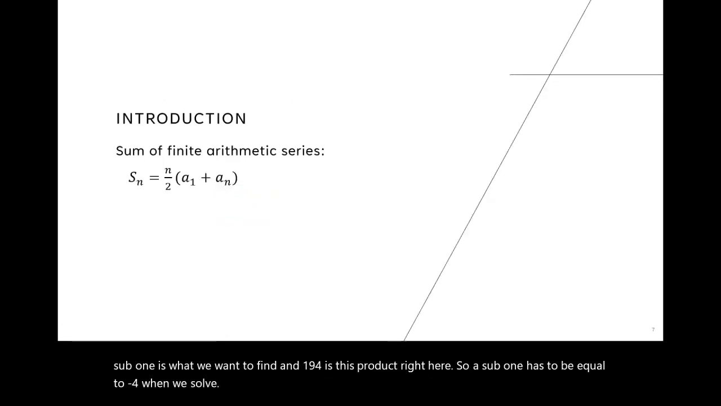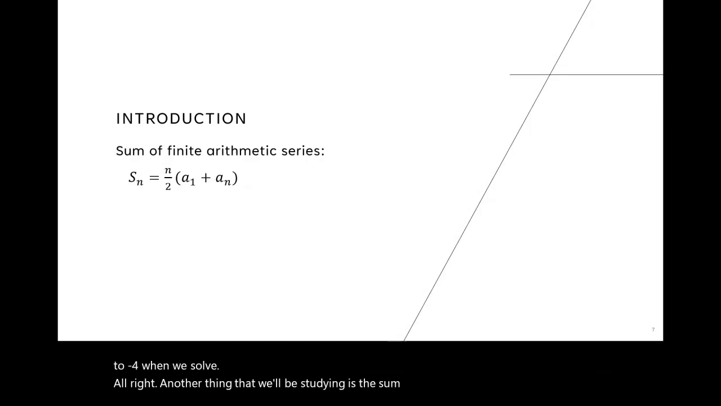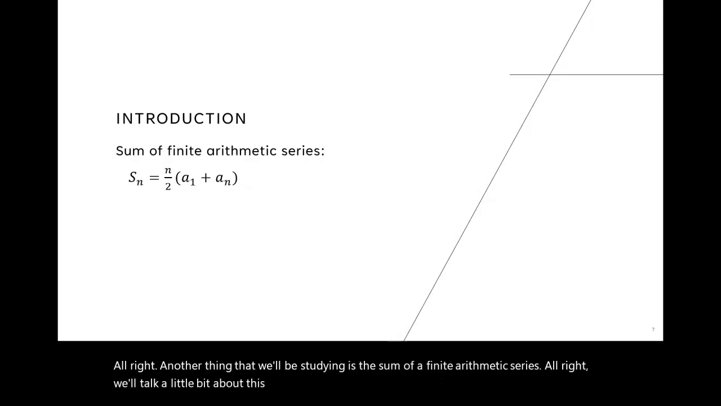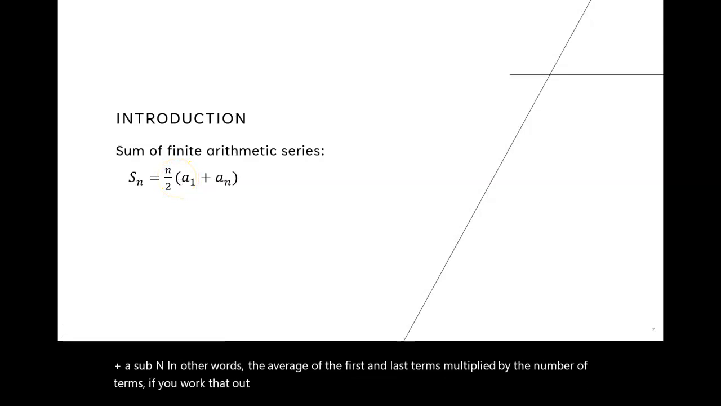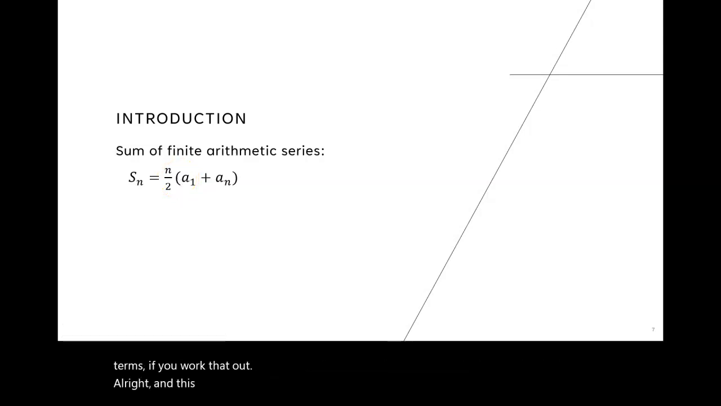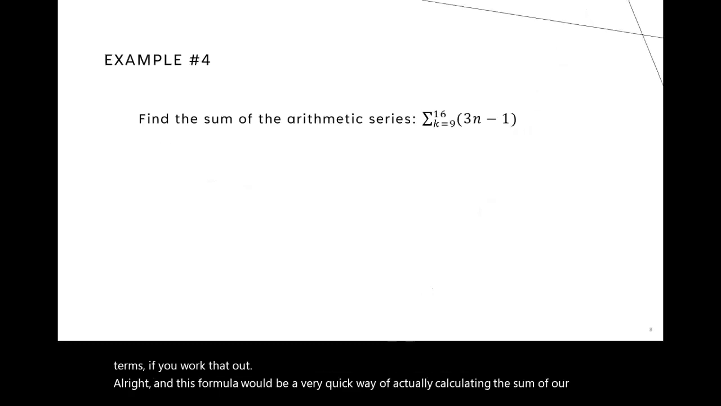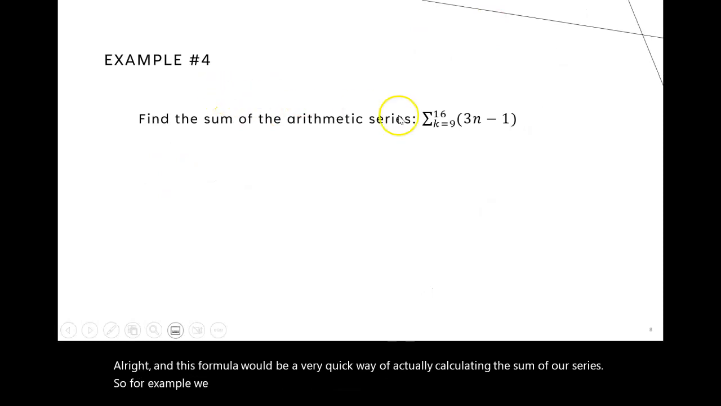Another thing that we'll be studying is the sum of a finite arithmetic series. We'll talk a little bit about this in class, but basically the sum of the series is n over 2 times a sub 1 plus a sub n. In other words, the average of the first and last terms multiplied by the number of terms. This formula would be a very quick way of actually calculating the sum of our series.